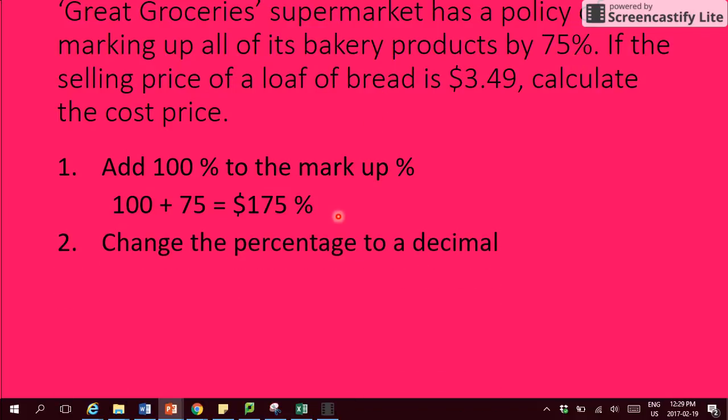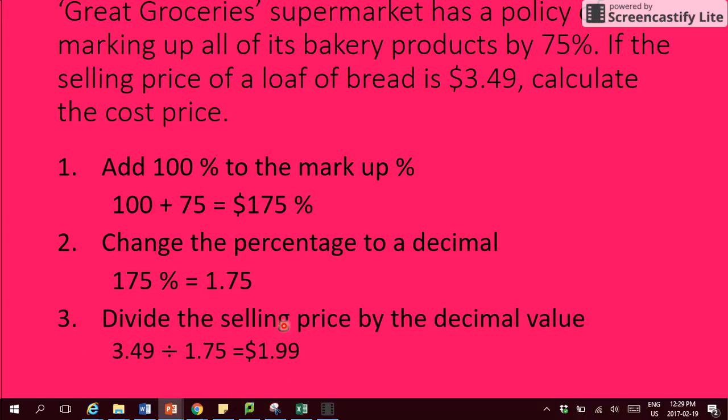Next step, change your percentage to a decimal. So remember your decimal place is here, and we're going once, twice, because we're dividing it by 100, and we get 1.75. That's your second step. Your last step, divide your selling price, my selling price there, by your decimal value. So 3.49 divided by 1.75 will give you 1.99, and you obviously always round it to 2 decimal places because it is a cost. All right, so you just divide it by your decimal value, and there you get your original cost price.